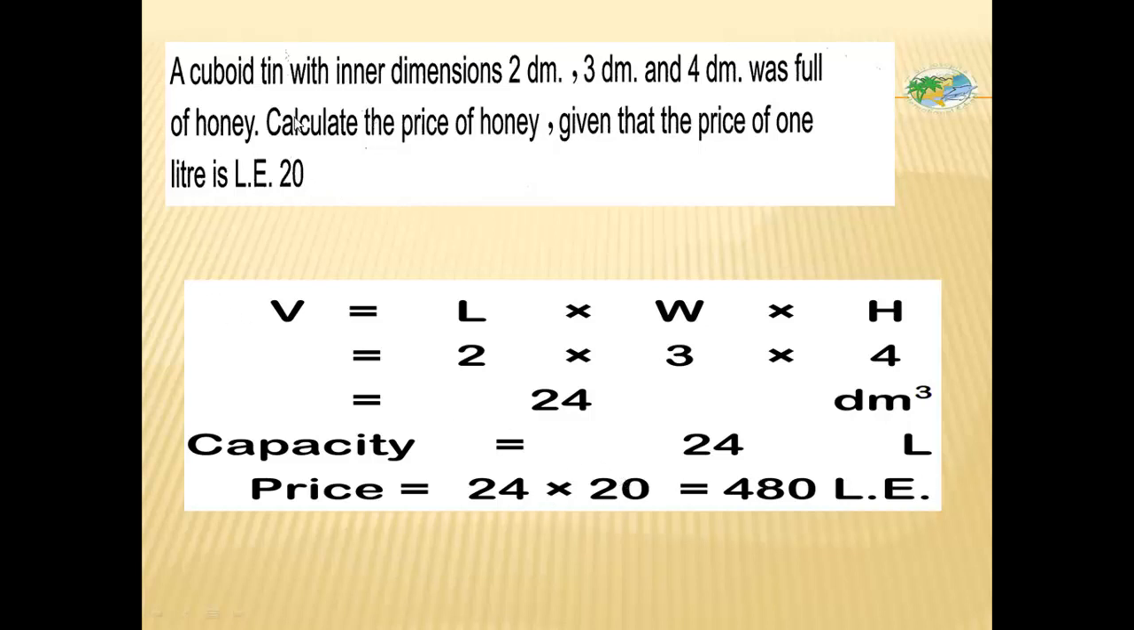So calculate the price meaning what? Should be multiply the volume of the cube or cuboid times the price. It says calculate the price of honey given the price of 1 liter. One liter is 20. So 24 liter costs how much? 24 times 20. This is the price. So if the question asks you to calculate the price, you should multiply the volume times the price for 1 liter, 1 meter, whatever. Okay? This is a very, very important question.